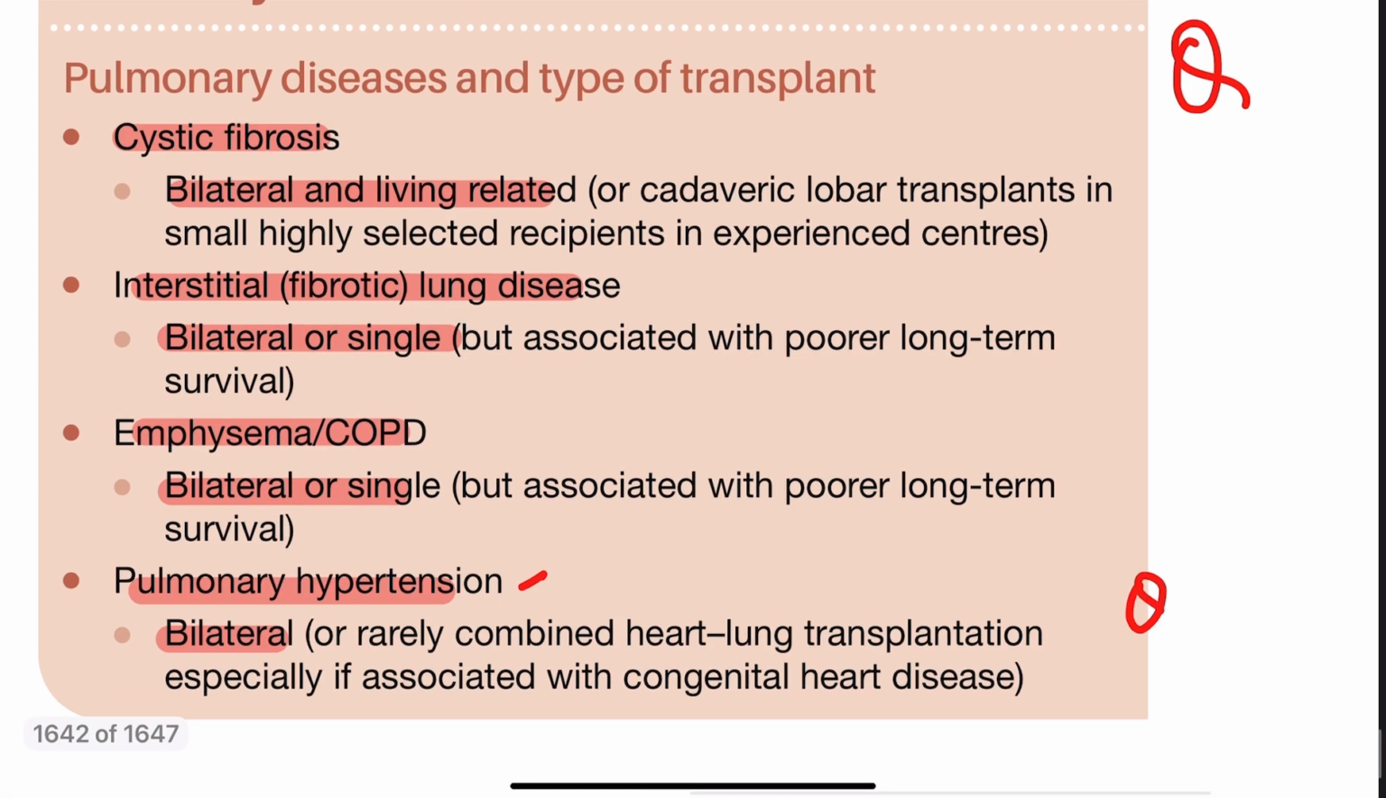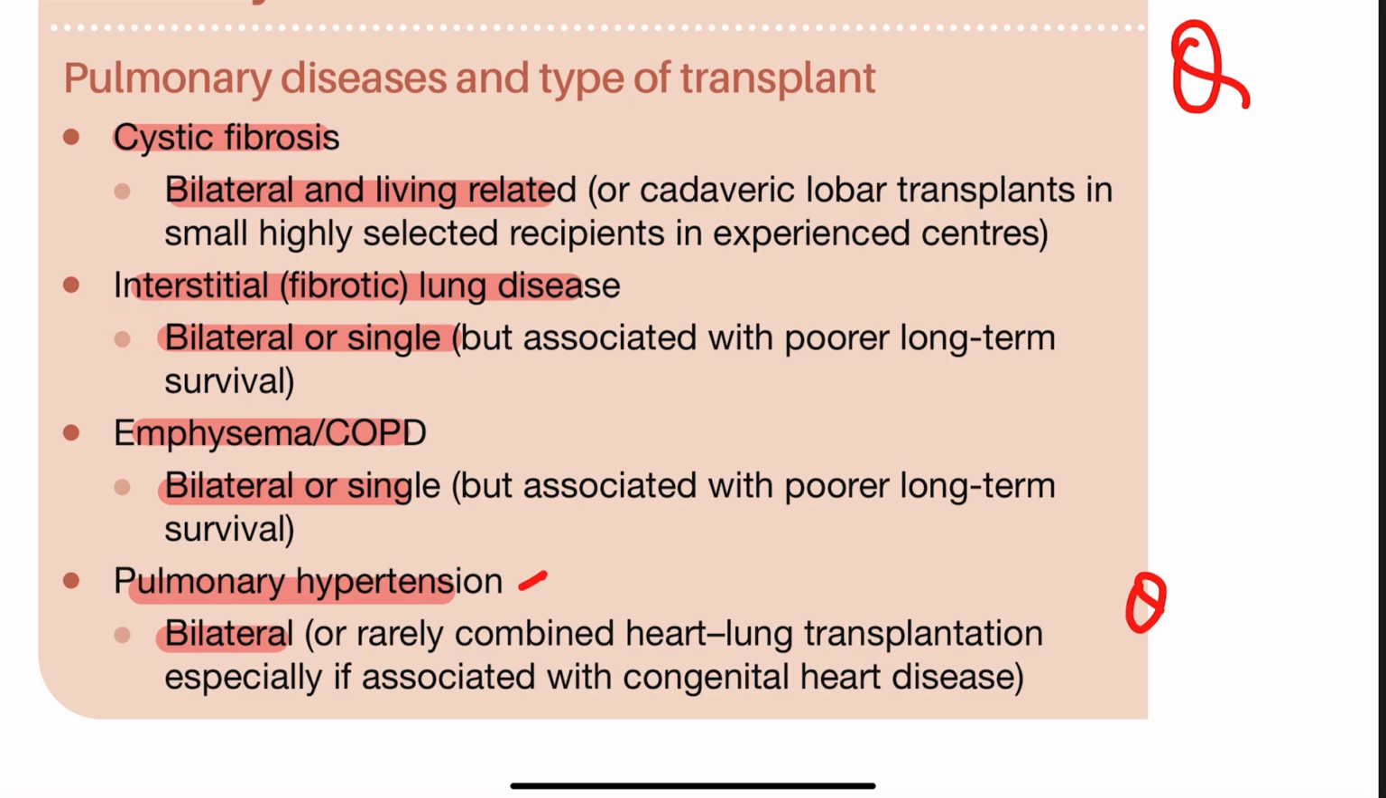Next is interstitial lung disease, ILD, fibrotic. In which case you can go for bilateral or single. Emphysema or COPD, you can go with bilateral or single. But in emphysema, you need a bigger lung, and in ILD, you need a smaller lung, a small size lung.